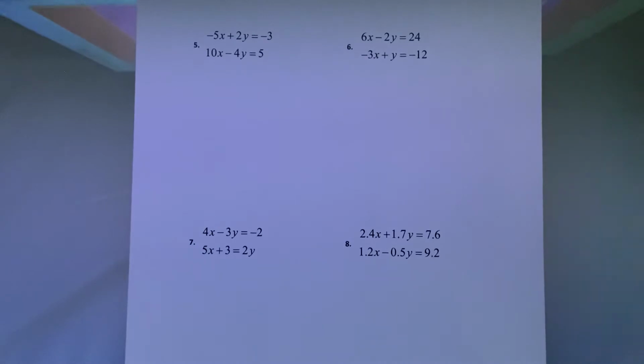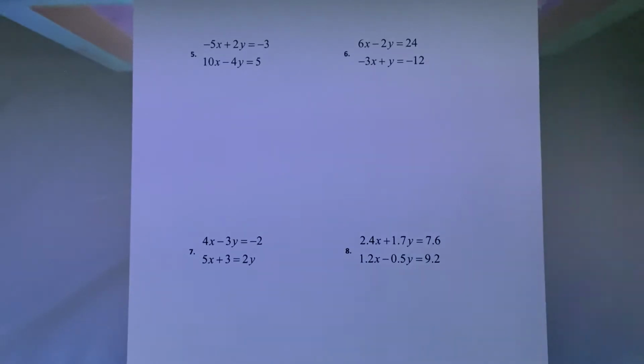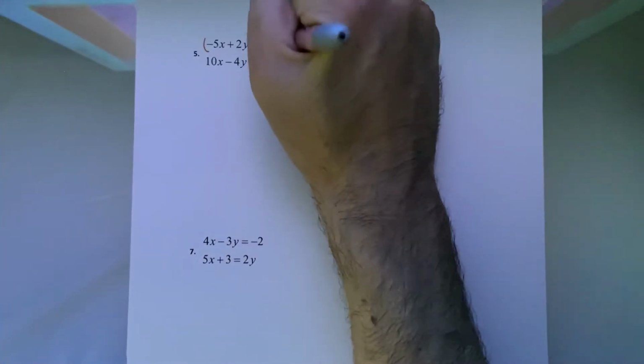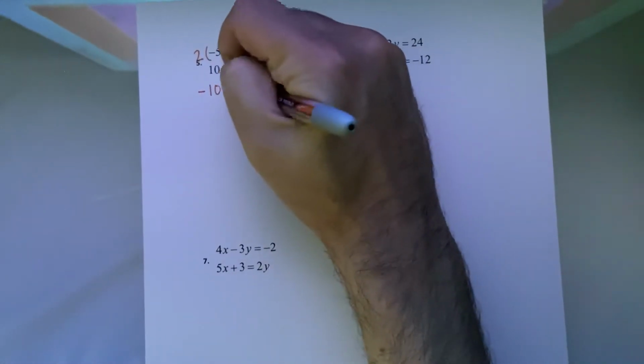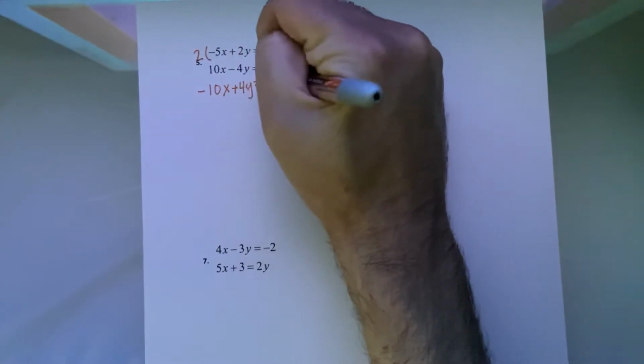Let's look at this. We've got negative 5x plus 2y equals negative 3, and 10x minus 4y equals 5. So my first strategy generally here would be to multiply the first equation by 2 to get negative 10x plus 4y equals negative 6.